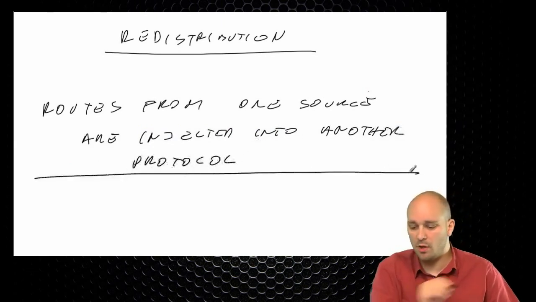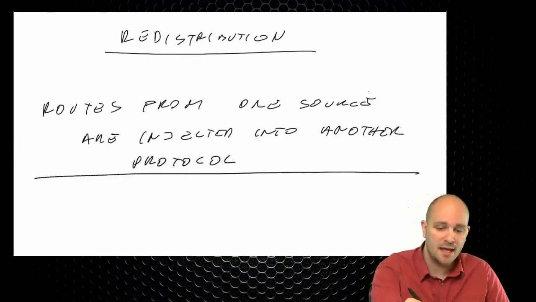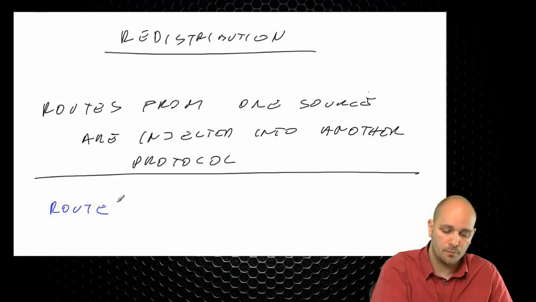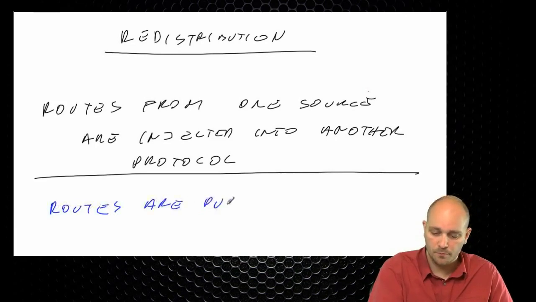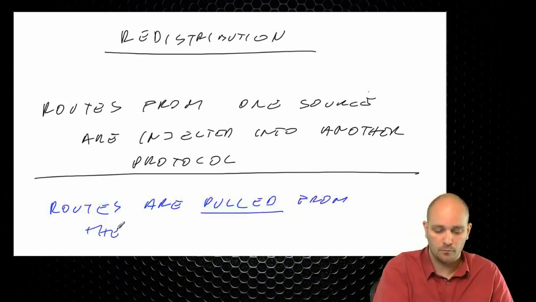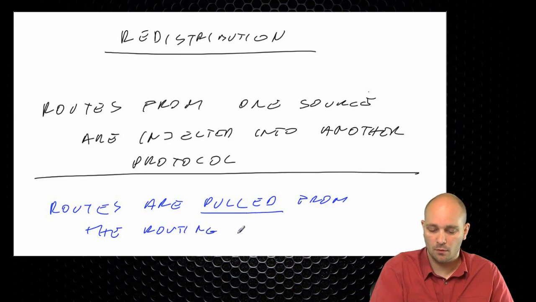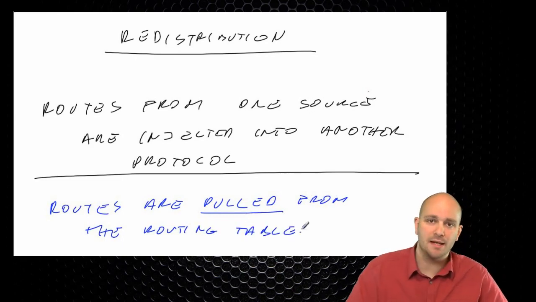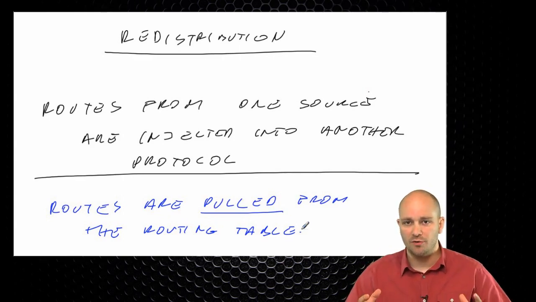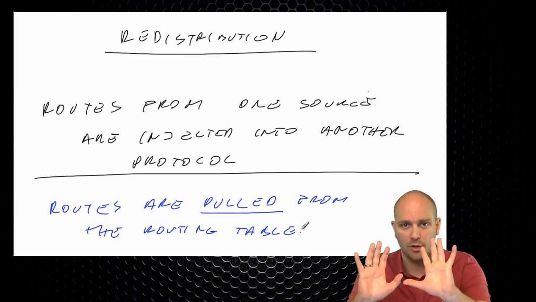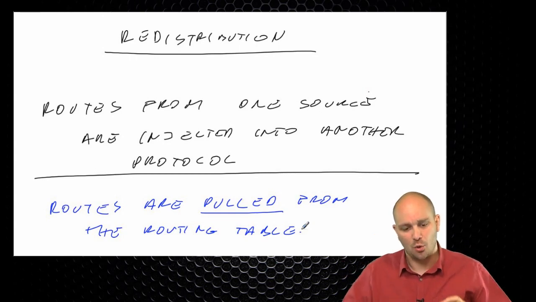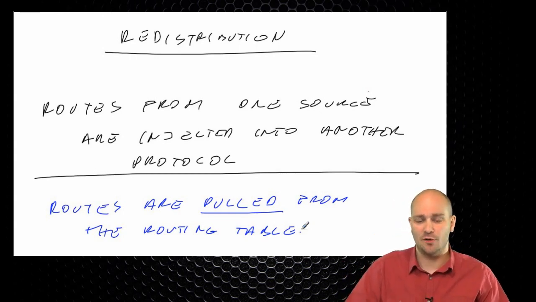And I know that you guys are preparing for your CCIEs and you should know this, but I'm going to explicitly write it anyways. The routes are pulled from the routing table. Now, what I mean by this is that I have seen students sometimes get a little confused. Are the routes pushed out from one protocol into another, or are they pulled in from another protocol into another protocol? So here with this statement, what I'm saying is the routes are pulled in.